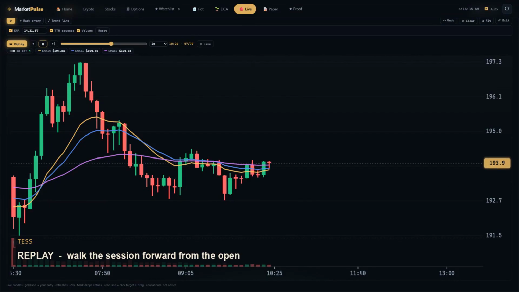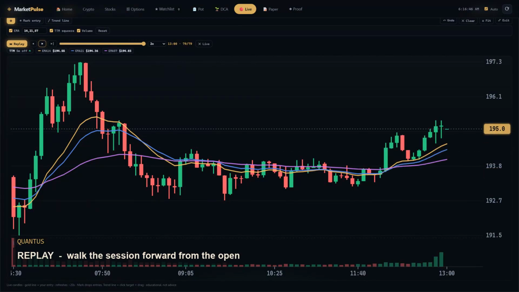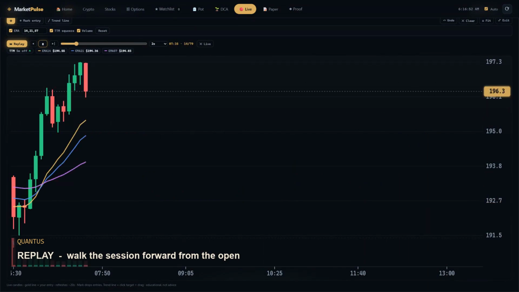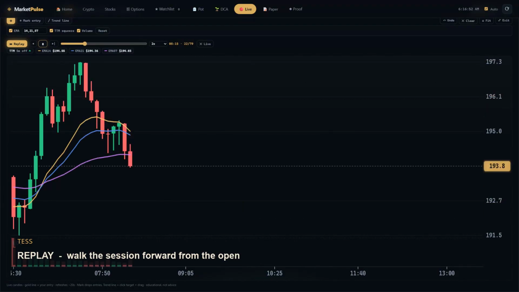Let it run at half speed, or 5 times, or freeze on a single candle, and just sit with it. And when something catches you, scrub back and read it again. The scale holds still while you do. Nothing stretches, nothing jumps under your hand. That's the gap between reviewing a chart and reliving a session.